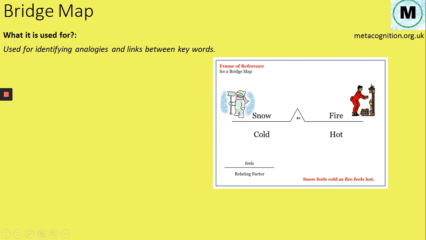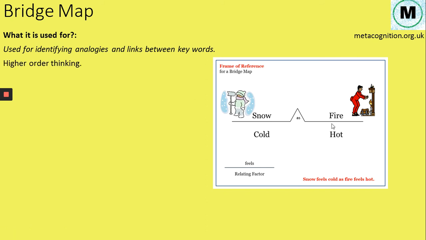So we can see here in the example, I'm glad the answer's down because otherwise I wouldn't get it, but we can see snow and cold is one pair of words and fire and hot are one pair of words. And we've got to find a word that links these pairs together. So the answer here is feel. So snow feels cold, fire feels hot. So it's about building up those similes and those analogies there.